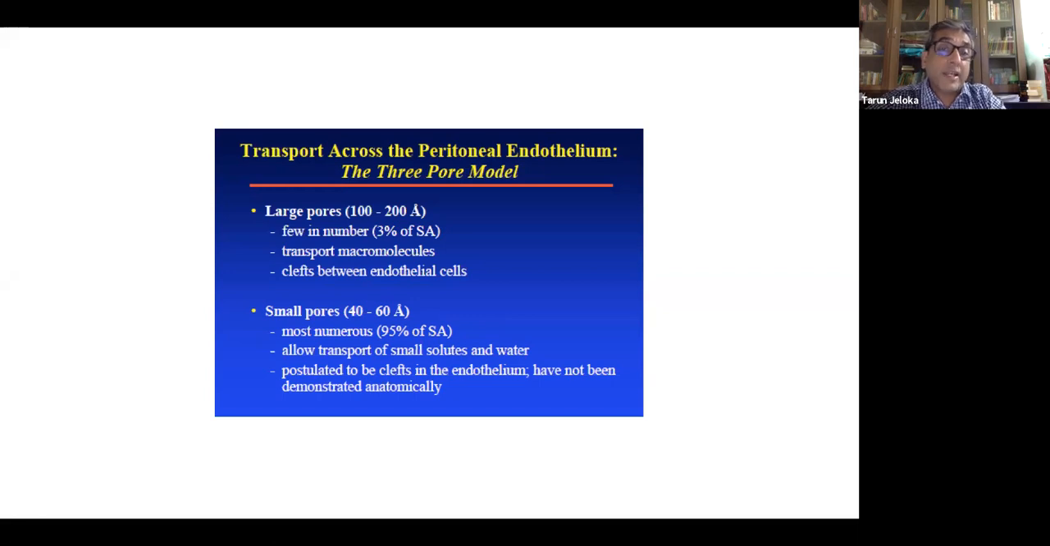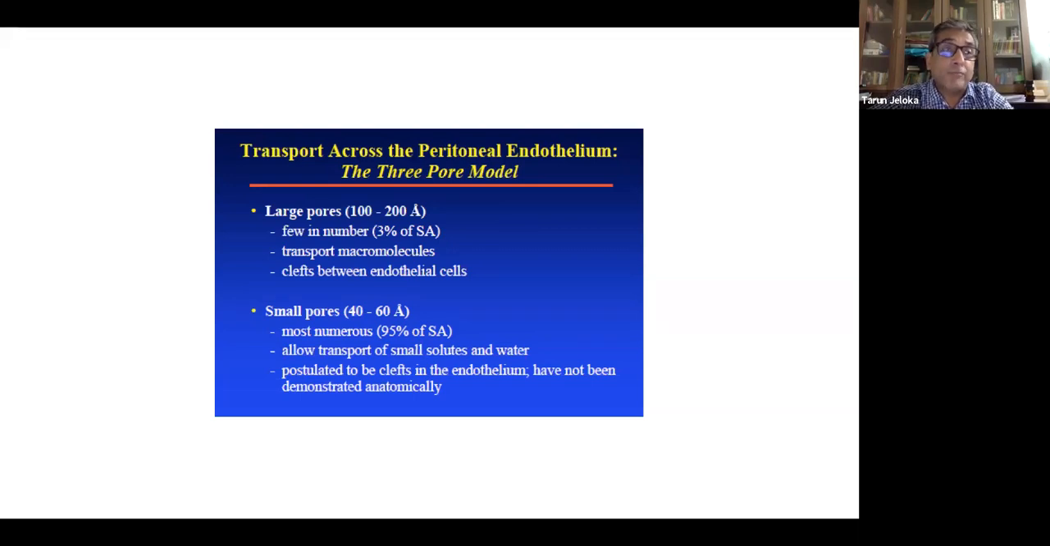The small pores are also hypothesized as clefts in endothelial cells, but the pores are smaller in dimensions, only 40 to 60 angstroms in size. But these are the predominant pores in the peritoneum as far as dialysis is concerned.